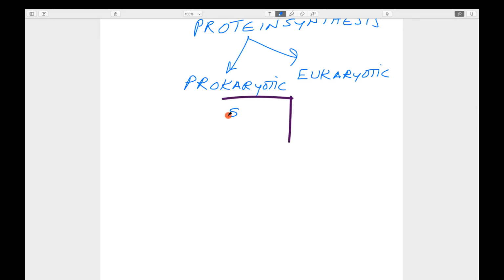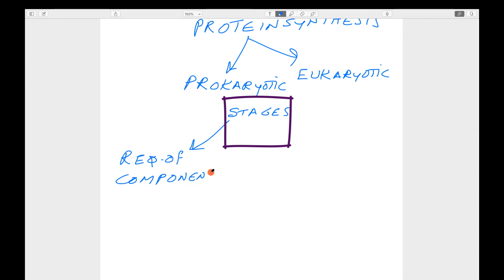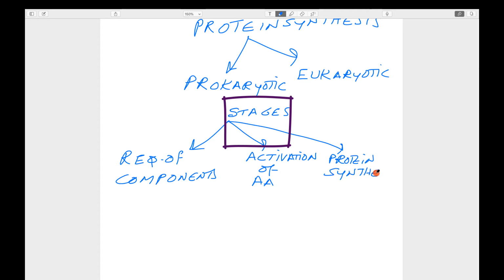So protein synthesis has various stages, in various steps. One is, as I said, the requirement of various components. It is a process which requires many components. The second one is activation of amino acids and attachment to the transfer RNA. And the third one is the actual protein synthesis proper, as I said, with various steps like initiation, elongation and termination.